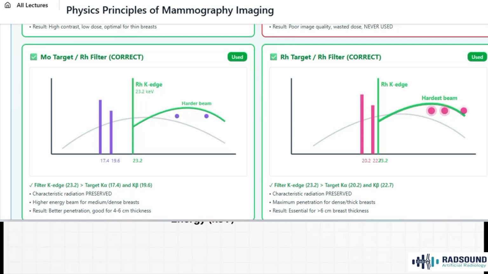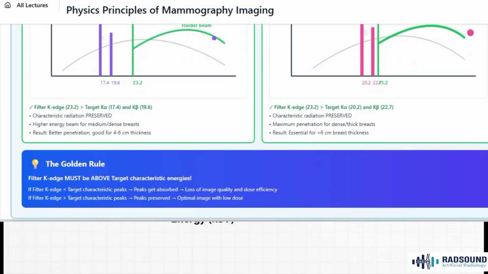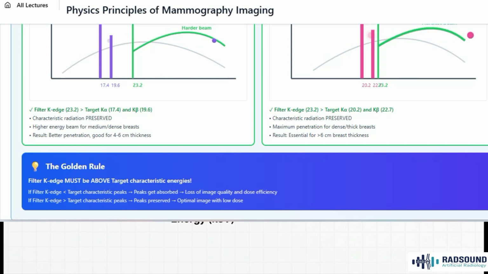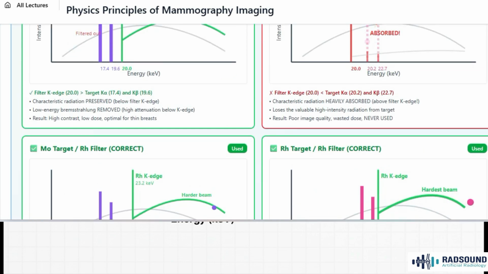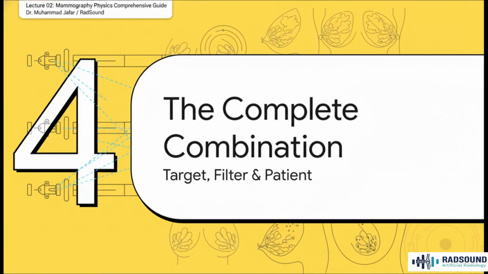And here's the solution. A rhodium target, remember, produces its useful photons at 20.2 and 22.7 keV. The problem is, the molybdenum filter's K-edge, its cutoff point, is at 20.0 keV. This means the gate is perfectly positioned just before the useful photons arrive. It would end up blocking the very photons we were trying to create. It's a perfect mismatch.